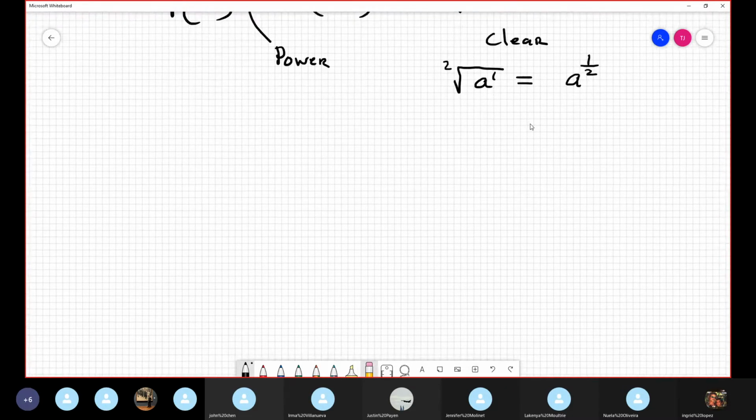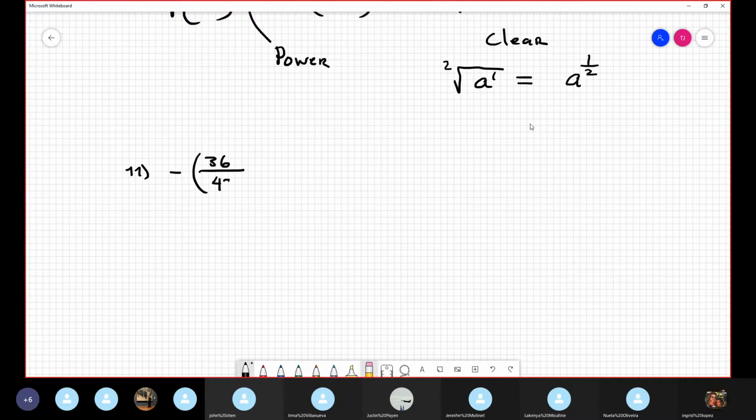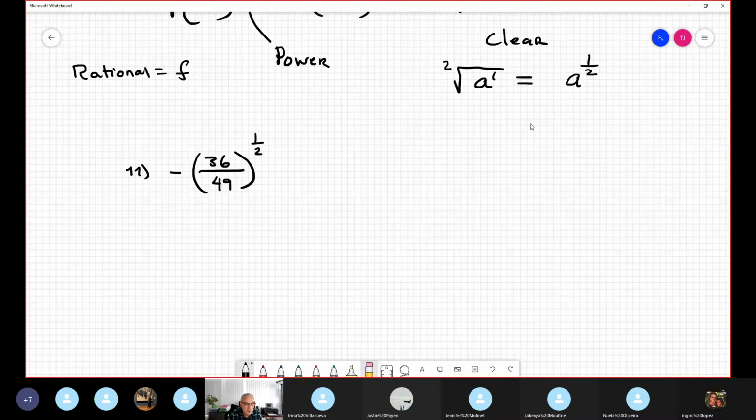So let's move on to example 11. In example 11 is given minus 36 over 49 raised to the 1/2 power, and they want you to simplify the expression involving a rational exponent. Guys, you are familiar that the word rational is synonymous somehow with fraction. This is a fraction, but the expression is rational because it contains a fraction.